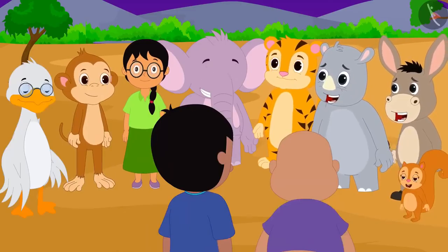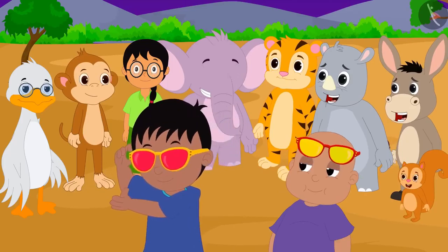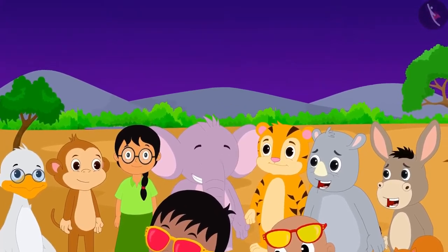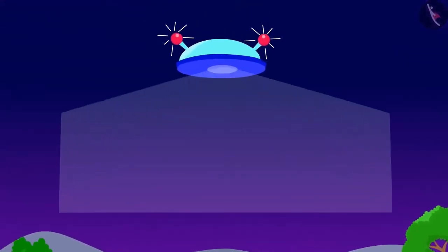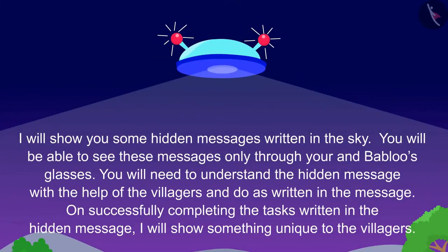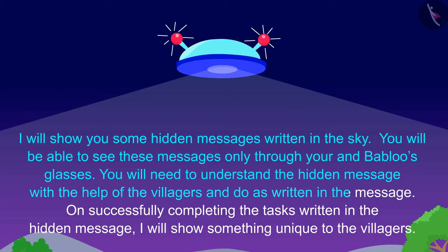Raju put on his glasses and looked in the sky towards Jeev's flying saucer. Raju saw this written in the sky. I will show you some hidden messages written in the sky. You will be able to see these messages only through your and Bablu's glasses. You will need to understand the hidden message with the help of the villagers and do as written in the message. On successfully completing the task written in the hidden message, I will show something unique to the villagers.